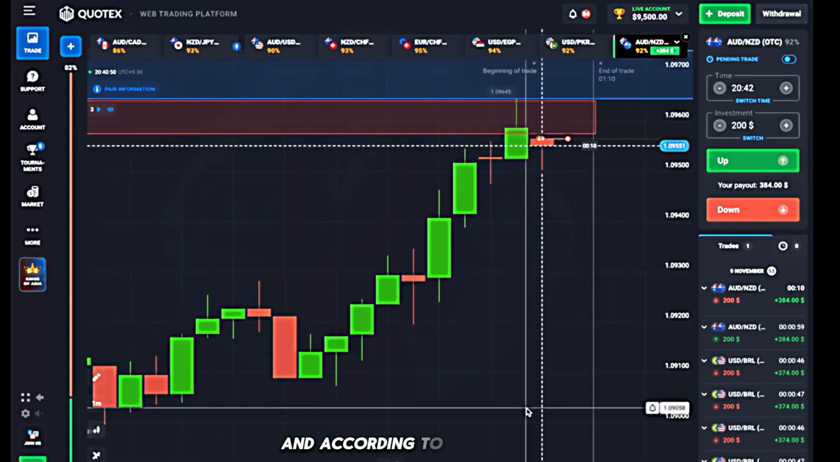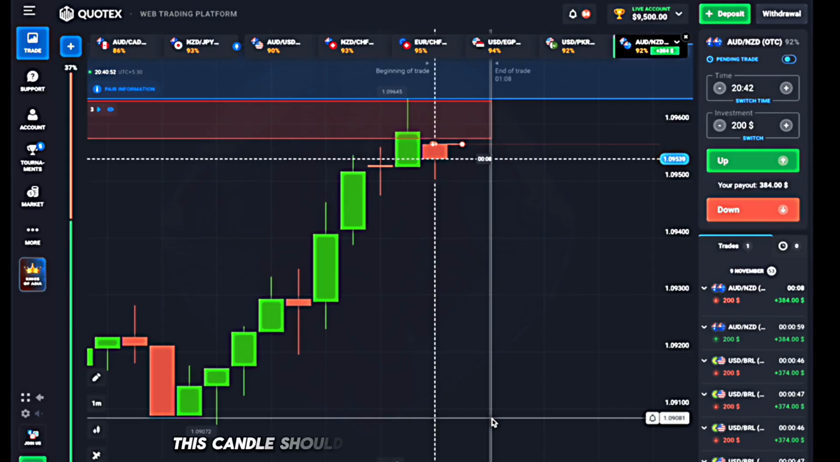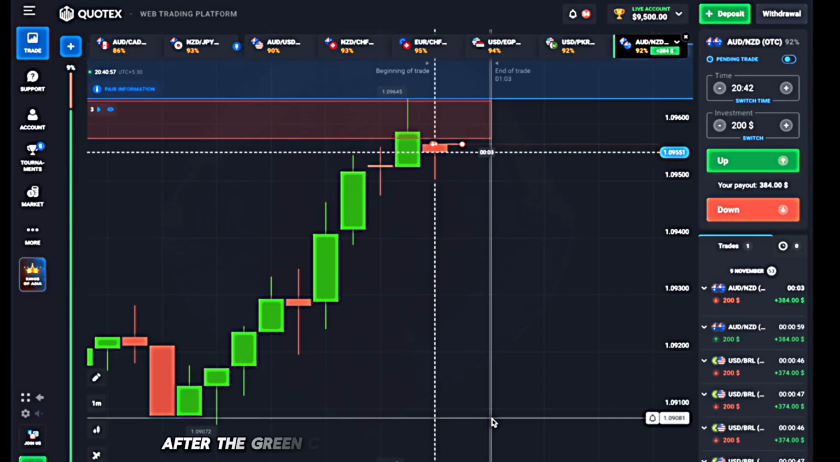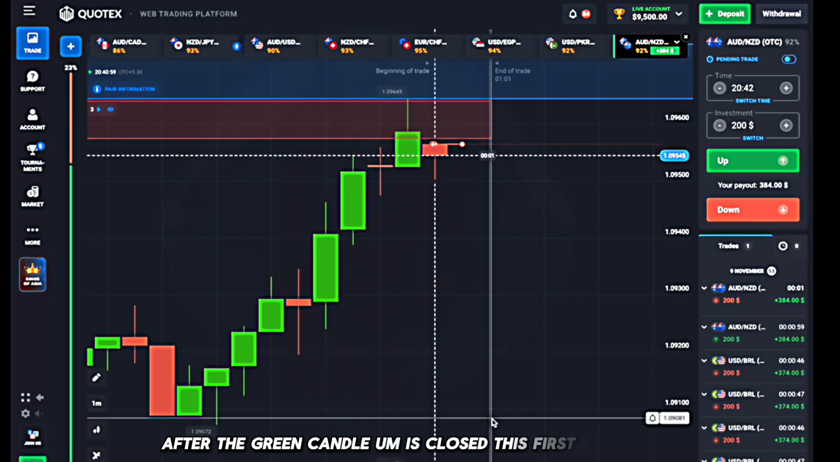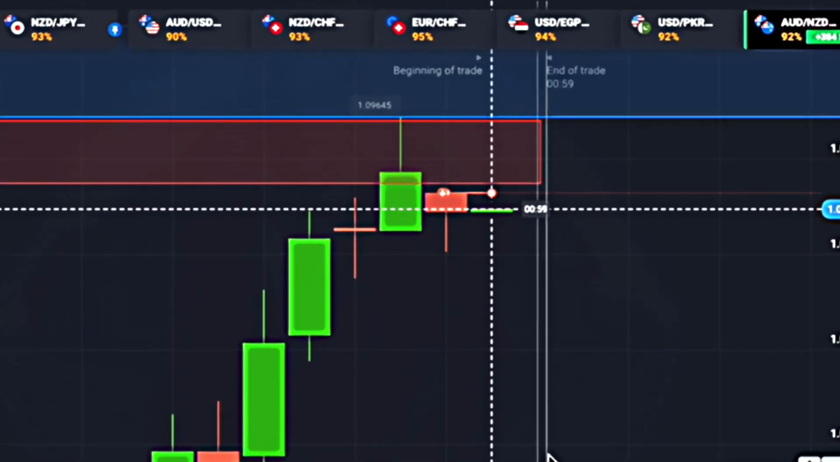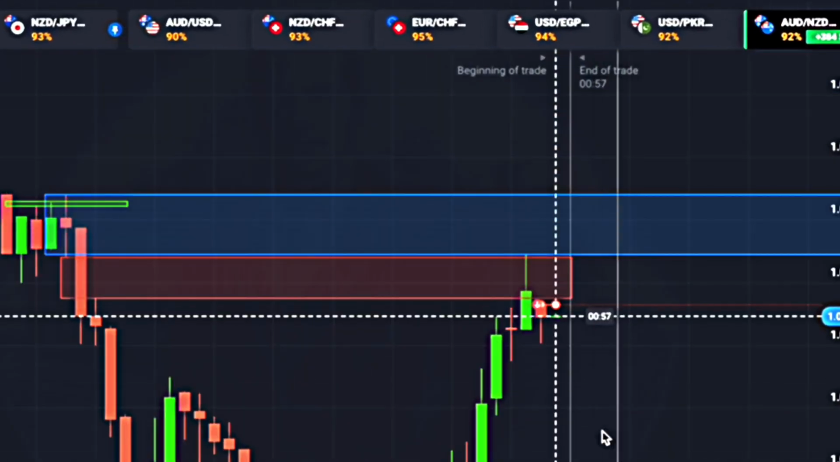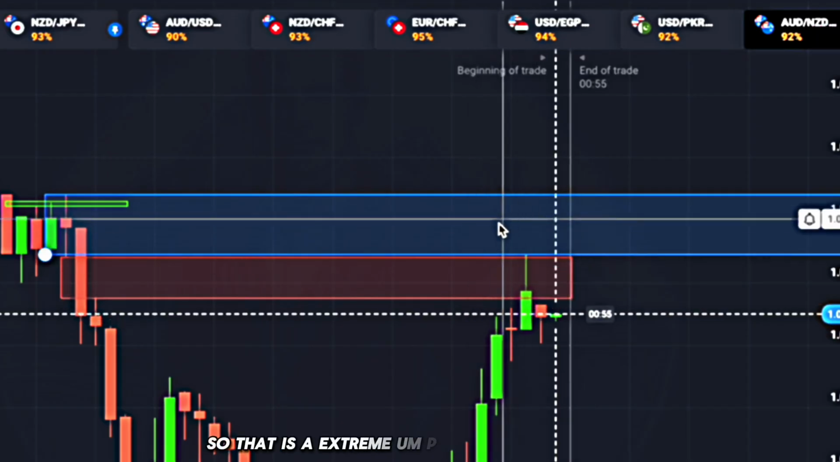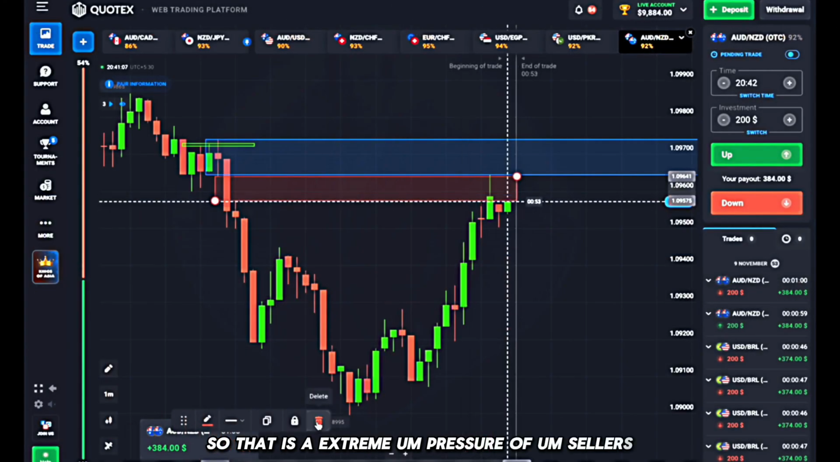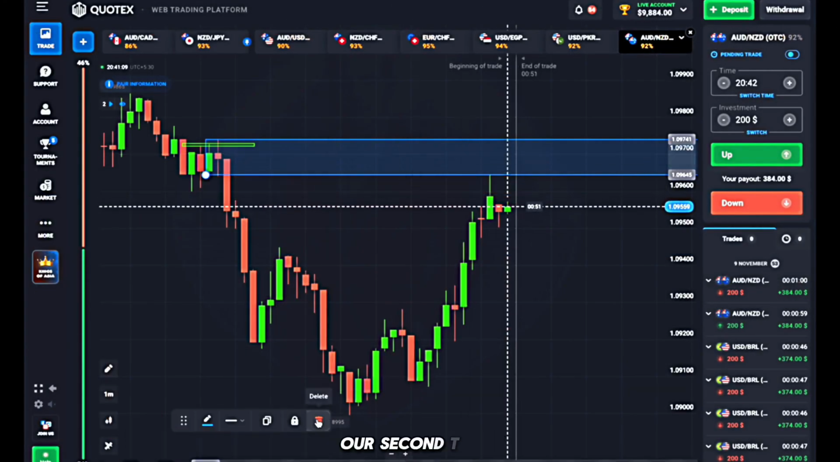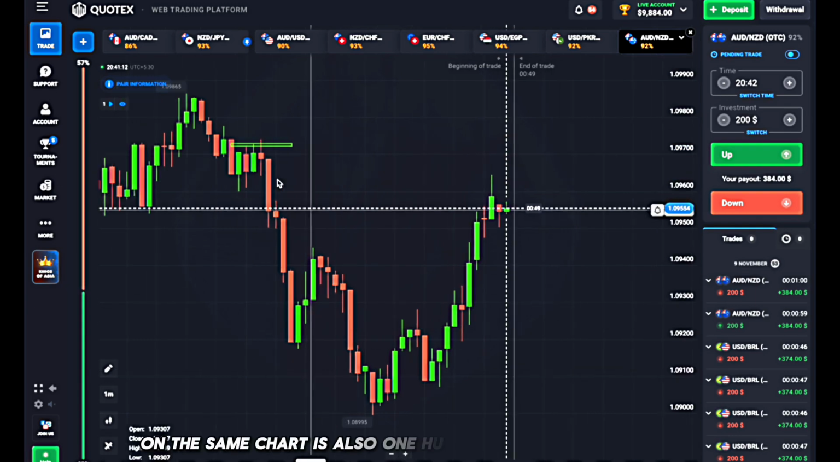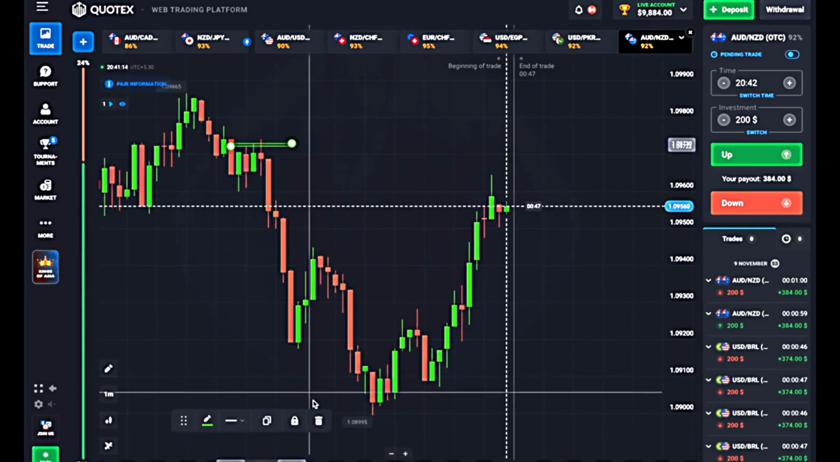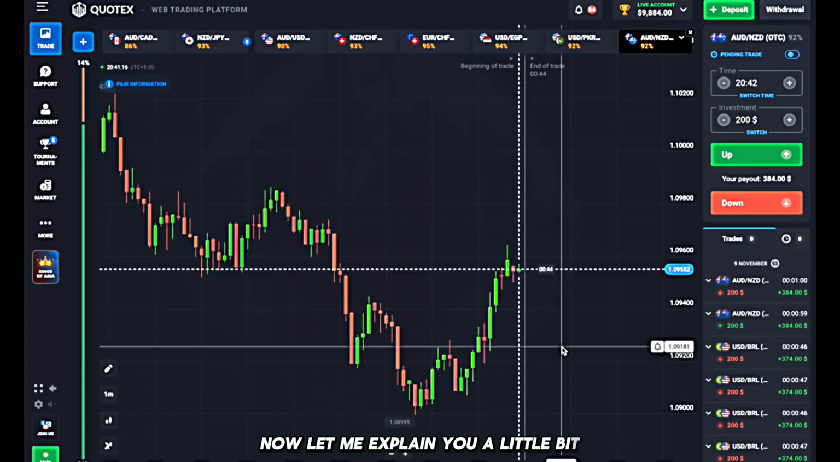And according to my analysis, this candle should be a red one. And if you notice here, after the green candle is closed, this first red candle did a gap down opening, so that is the extreme pressure of sellers. And just like that, our second trade on the same chart is also a 100% winning trade. Now let me explain you a little bit.